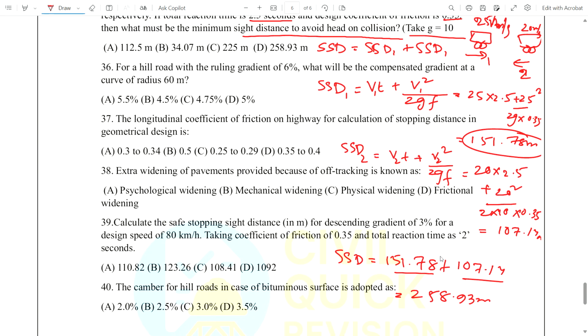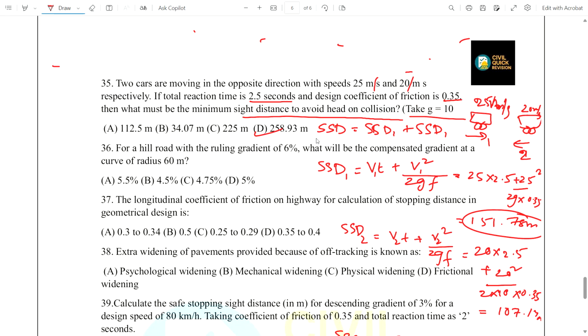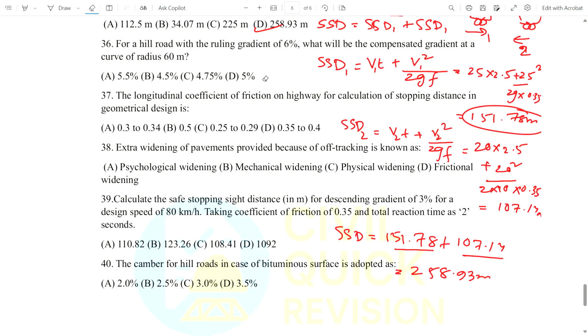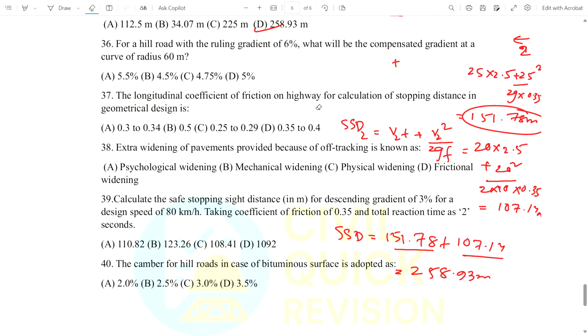Option D will be the correct answer. Okay, now question number 36. It is the same as I have already discussed: ruling gradient 6%, what will be the compensated gradient at the curve radius 60 meter? This is a repeated question in our DPP, so the answer will be option C, 4.75 meter.